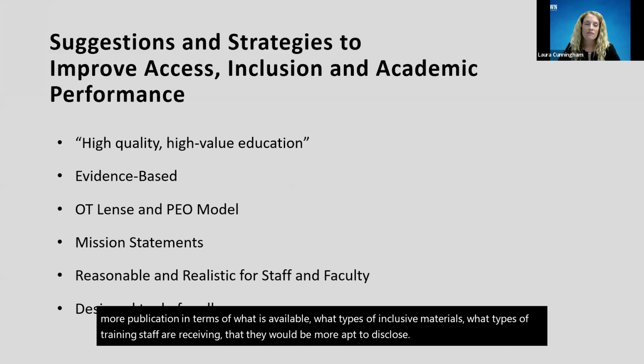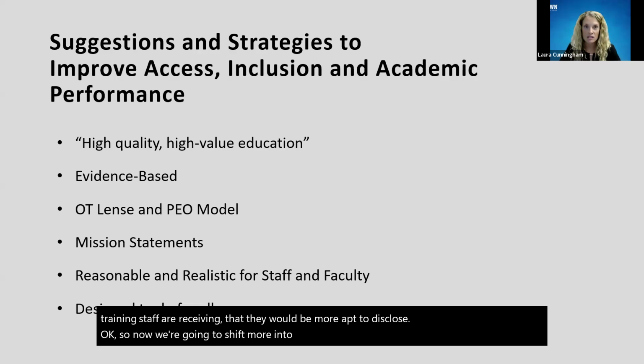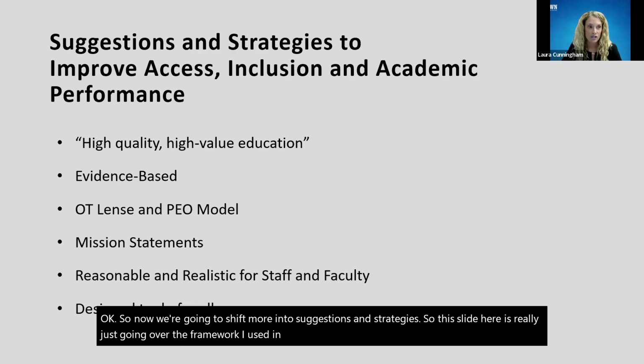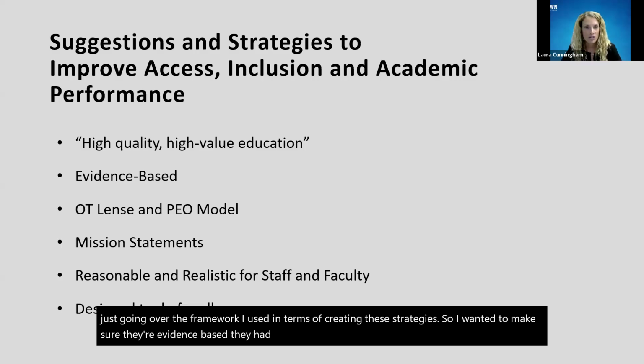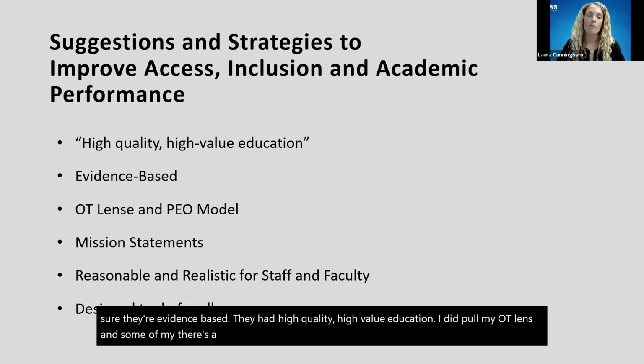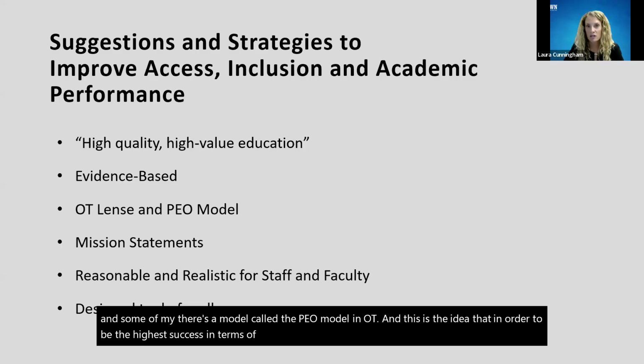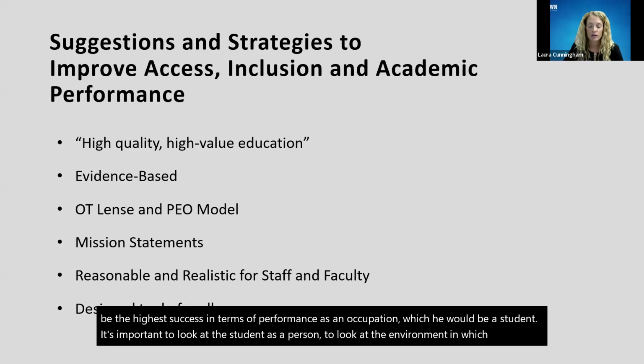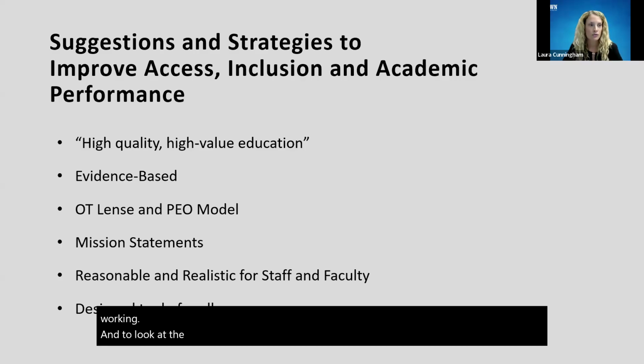Okay, so now we're going to shift more into suggestions and strategies. This slide here is really just going over the framework I used in terms of creating these strategies. I wanted to make sure they're evidence-based, and had high quality, high value education. I did pull my OT lens, and there's a model called the PEO model in OT. This is the idea that in order to have the highest success in terms of performance as an occupation, which here would be a student, it's important to look at the student as a person, to look at the environment in which they're working, and to look at the occupational requirements of that as a student.